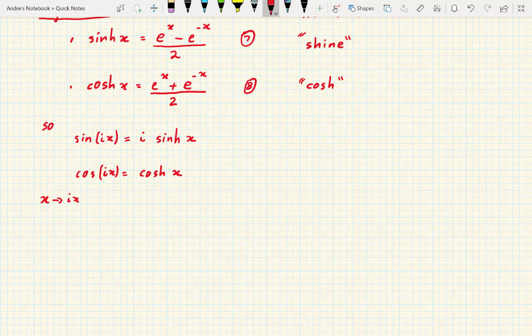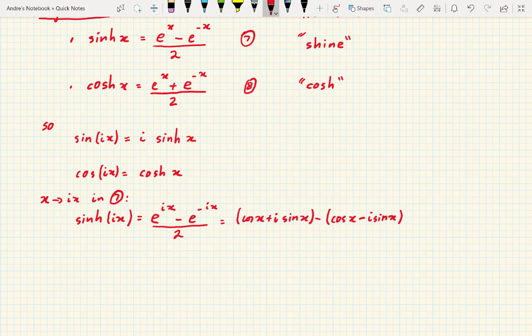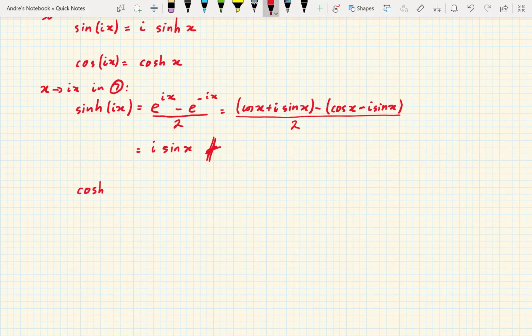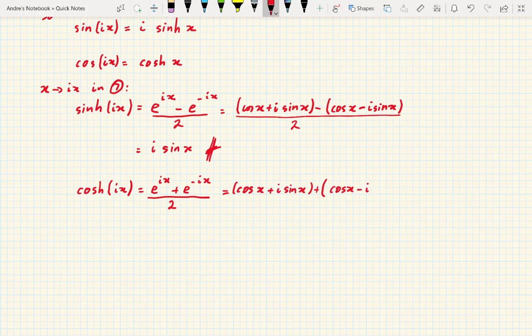At this point, we can easily answer the question, what is the sinh and cosh of ix? We replace x by ix in equation 7 to get sinh ix equals i sine x. And we replace x by ix in equation 8 to give cosh ix equals cos x.